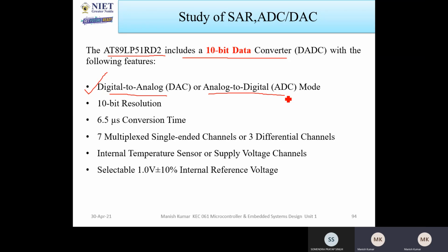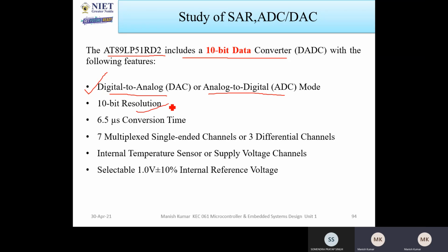So this is the main power of that. Actually, in general, either you can use DAC or you can use ADC. But in this IC, both are available. So you have to configure in which mode you want to work.